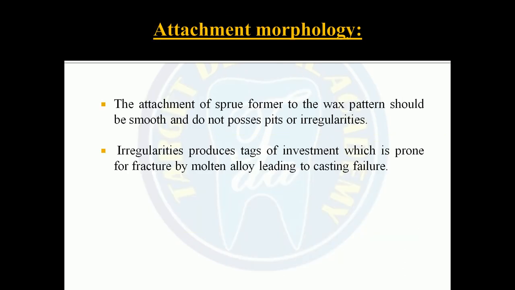Coming on to the attachment morphology, the attachment of the sprue former to the wax pattern should be smooth and should not possess pits, irregularities or voids. Irregularity produces tags of investment, which are prone to fracture by molten alloy, leading to casting failure. If the attachment of the sprue former to the wax pattern has irregularity, what does it cause? It causes casting failure.